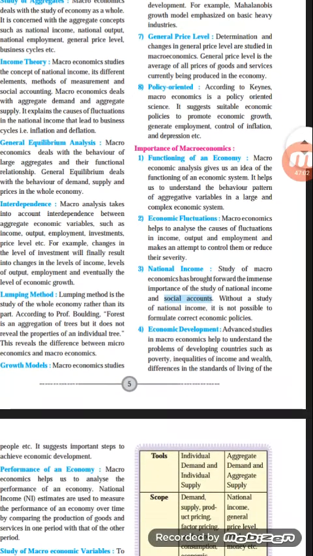According to Keynes, macroeconomics is a policy oriented science. It suggests suitable economic policies to promote economic growth, generate employment, and control inflation and depression. So whenever we are studying economics, and specifically macroeconomics, it is more about policies, plans and procedures that we study and accordingly implement so that we can tackle the various problems and difficulties that affect the economy. So these are the total 8 points that we have studied in features of macroeconomics.